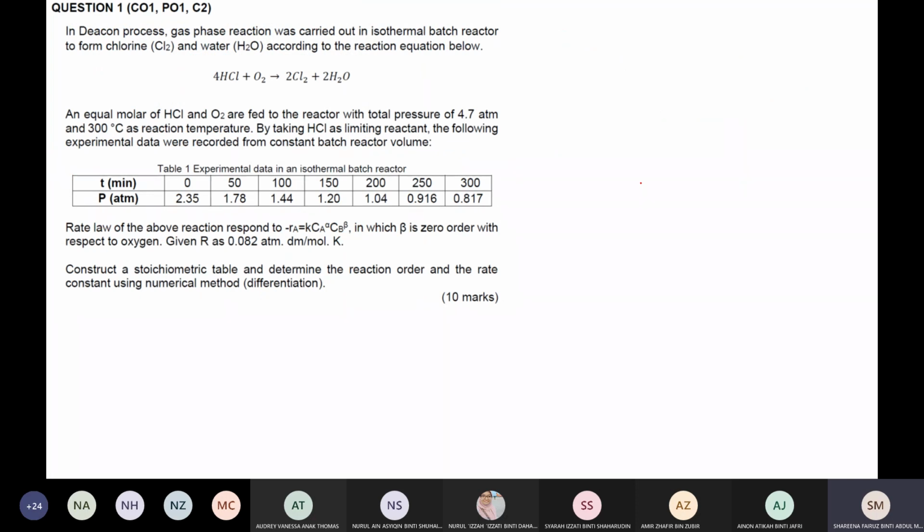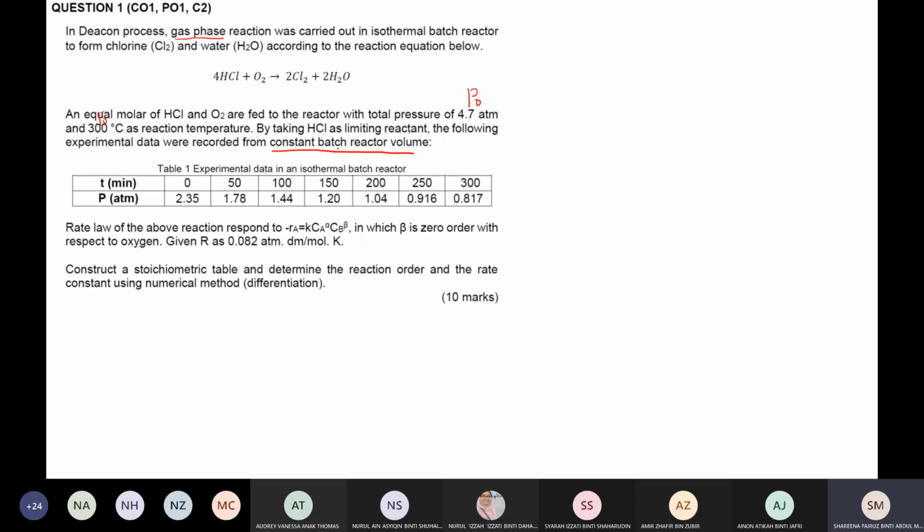Okay, alright, so for question 1, this is a decon process which involve gas phase. Okay, so dia dah bagi tahu this is a gas phase. Okay, alright, so an equal molar of HCl and O2 are fed to the reactor with total pressure of 4.7 atm. So dia dah bagi this is the P0. Okay, and T0, alright, as the reaction temperature. By taking HCl as a limiting reactant, following experiment data were recorded from constant batch reactor volume. Okay, so this is a constant batch reactor volume.